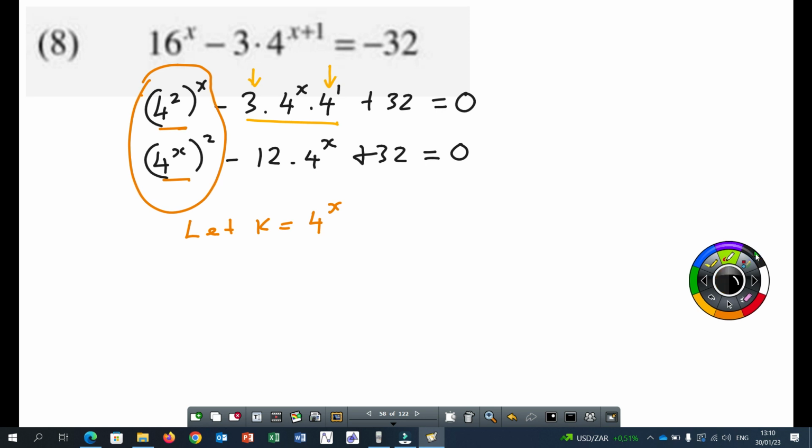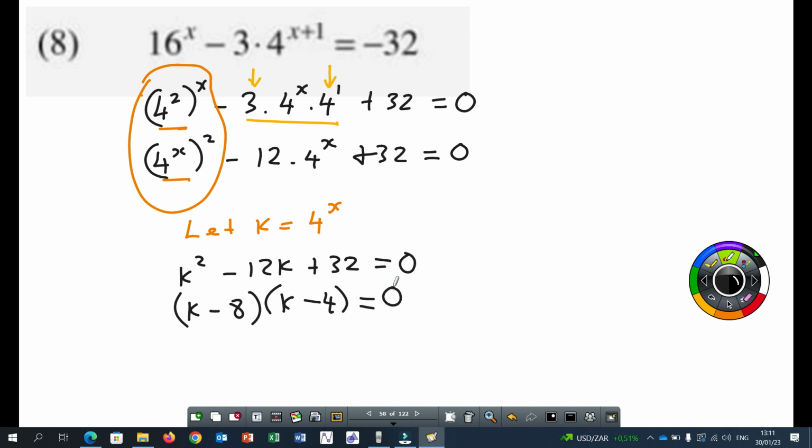Then, from here now, after using the k method, that is letting k equal to 4 to the power of x, you end up getting k squared minus 12k plus 32. Now, you have a familiar quadratic equation, which is a grade 9 one. At this stage, you have only learned one method of solving this. Is by what? Factorization. So this will be k minus 8 times k minus 4. So you get k equal to 8 or k equal to what? 4.